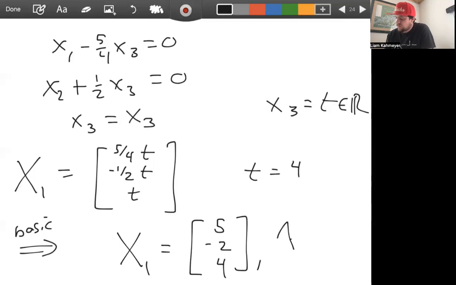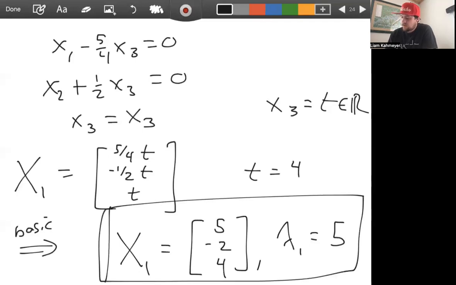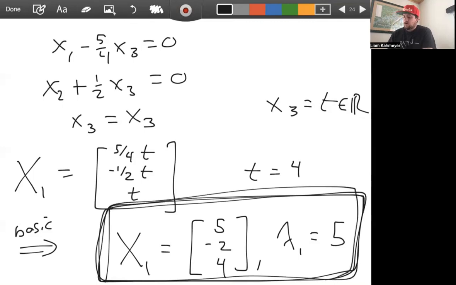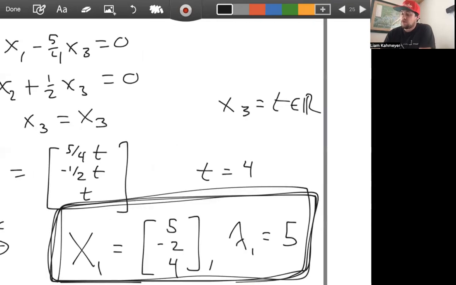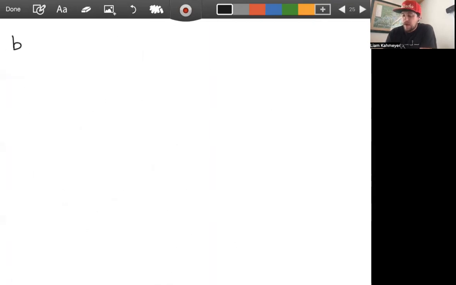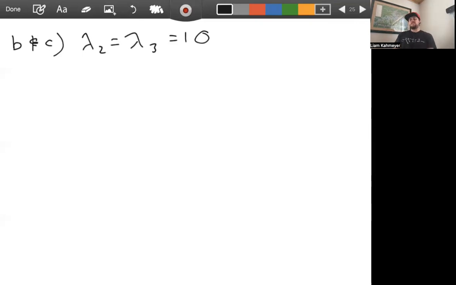And so this was for the eigenvalue lambda1 equals 5. So we found the basic eigenvector corresponding to the eigenvalue lambda1 equals 5. We need to do the same thing. And so this is part B and C because we have a repeated root, right? This is for lambda2 equals lambda3 equals 10.